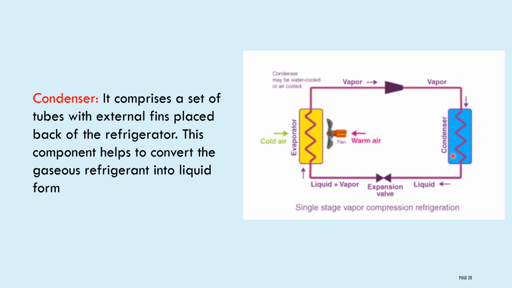This part is the condenser. It is situated at the back side of the refrigerator. It comprises a set of tubes with external fins placed at the back of the refrigerator. This component helps to convert gaseous refrigerant into a liquid form. The condenser helps to convert gaseous refrigerant into liquid refrigerant.